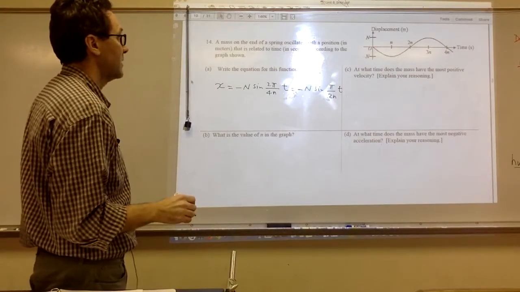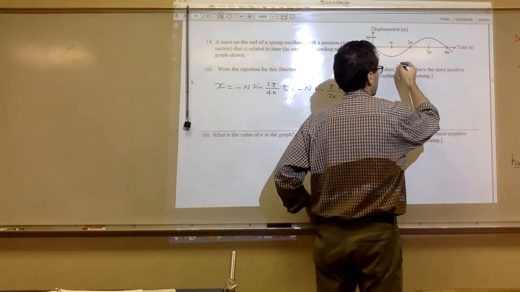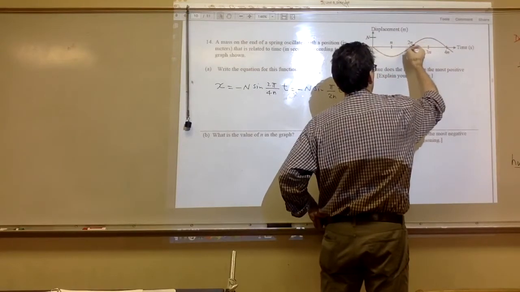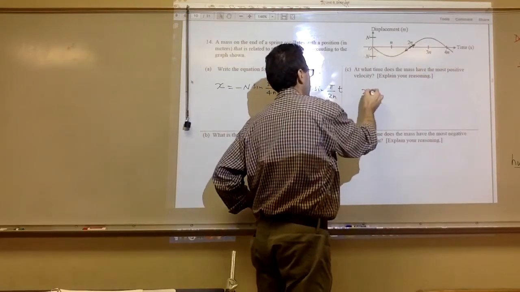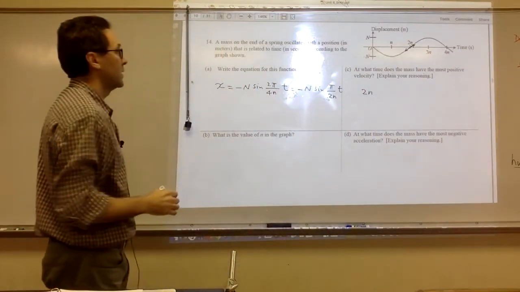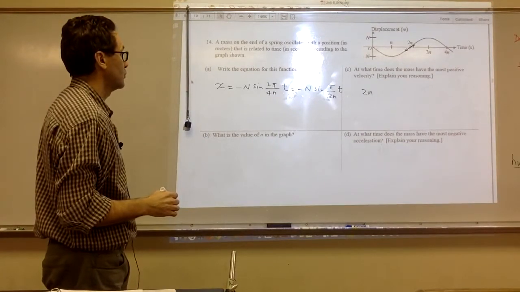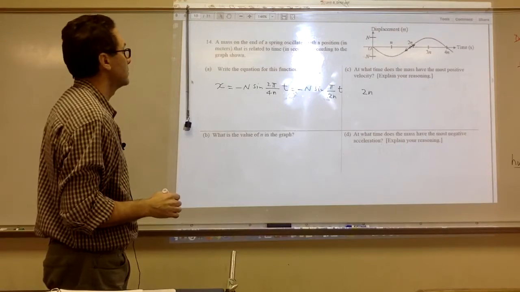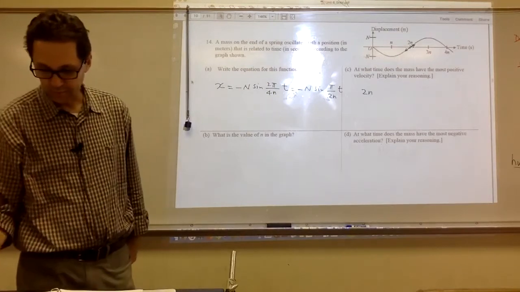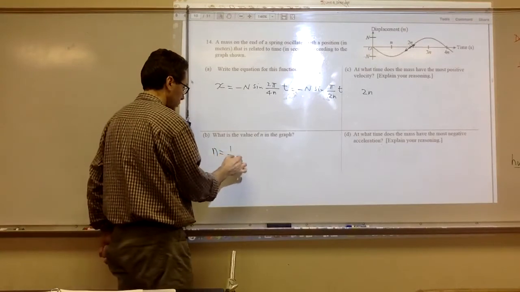At what time does the mass have the most positive velocity? I think the velocity is greatest and positive here, because that's the greatest positive slope. So this should be at 2n. Okay, what is the value of n in the graph? n is just a quarter of the period. So I guess I can just say n is a quarter of T.